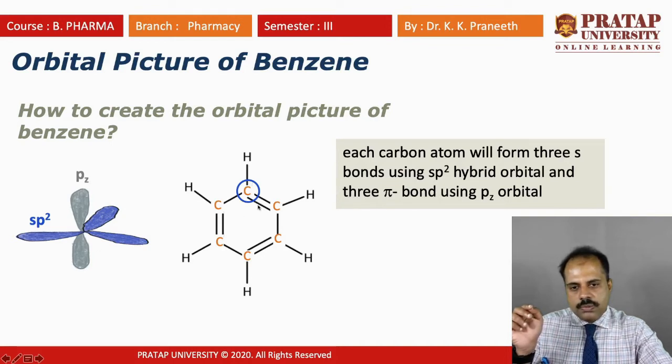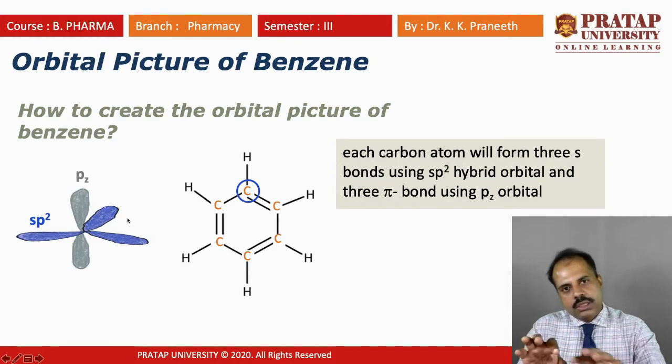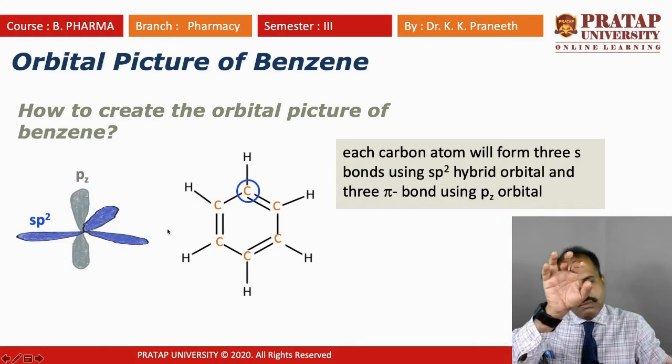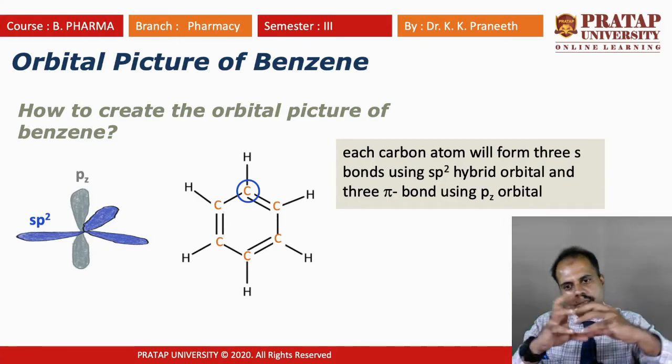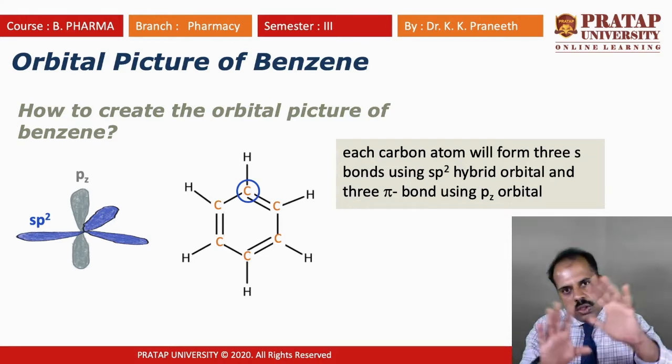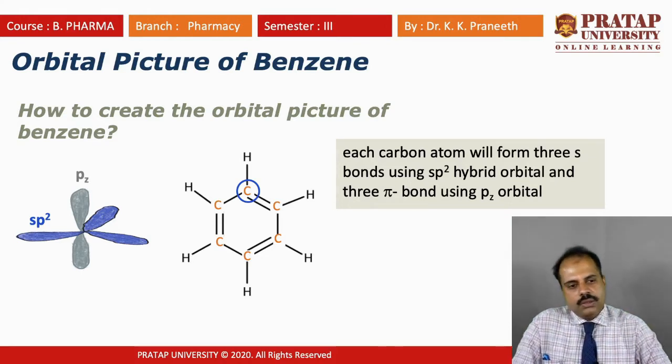So in total, 3 pi bonds are formed using the pz orbitals. Now we know the orbitals of one carbon. So how to extend? Simply multiply this same orbital, put it 6 times, and then connect each orbital. You can get the total orbital picture of benzene.